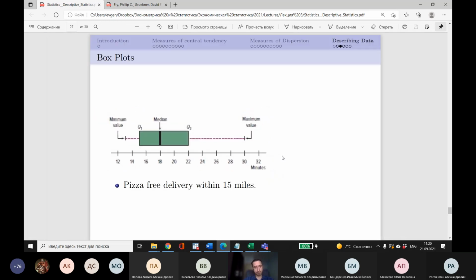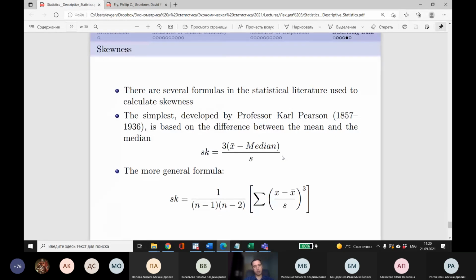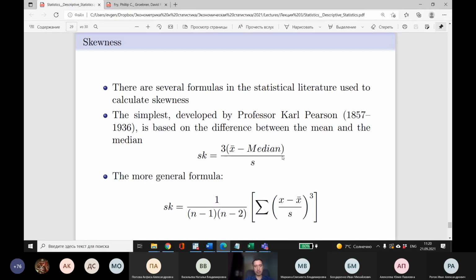Next, in addition to box plot, we have another interesting indicator. It is skewness. Skewness is calculated using such a formula, or in general way, the formula looks like this. It is an indicator, and we use this formula to check whether our data follows normal distribution, whether our data is skewed or not skewed.